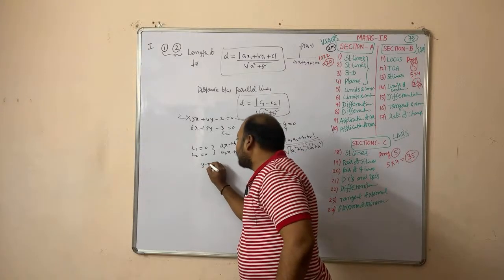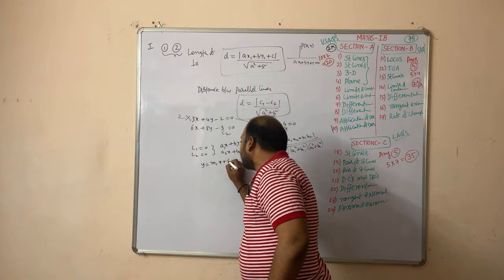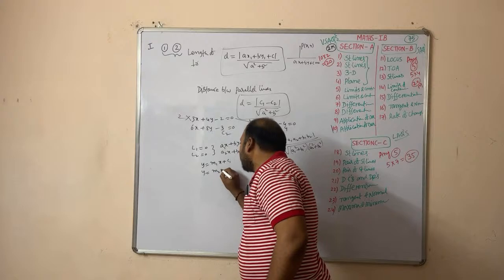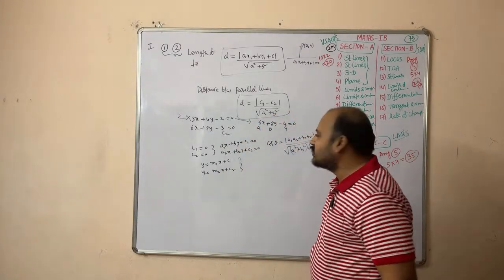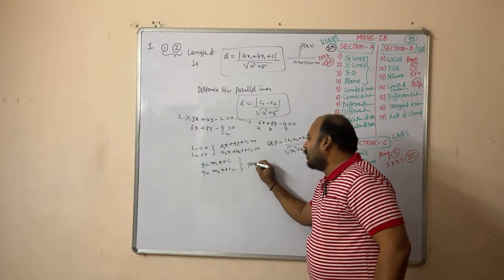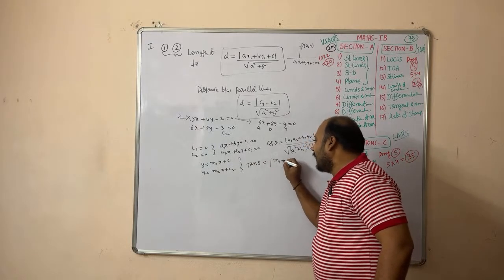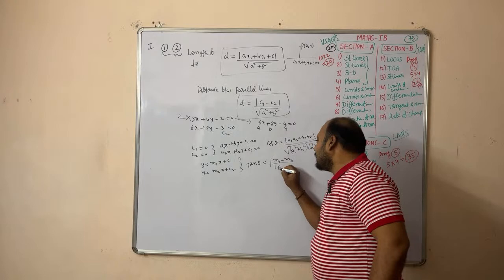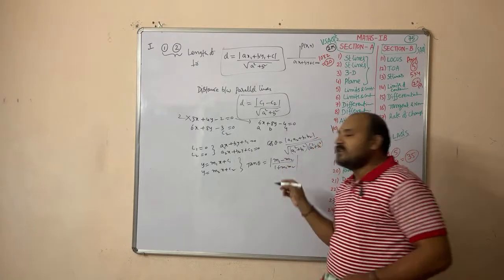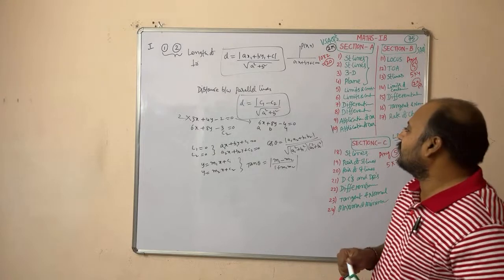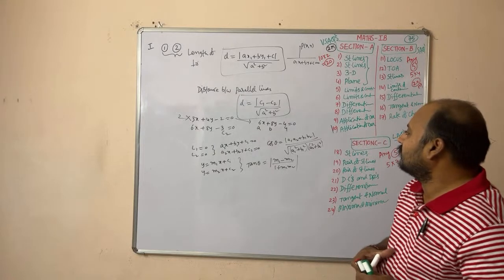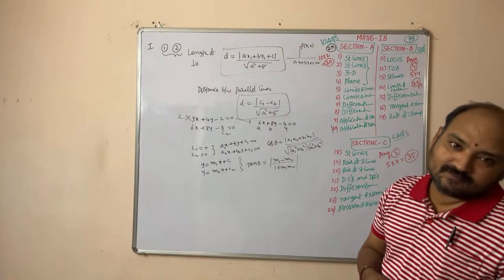When the lines are in this form, y is equal to m1x plus c1, y is equal to m2x plus c2. Sometimes this type of problems come in the 4 marks also. So tan theta equal to m1 minus m2 by 1 plus m1 m2. These are the possibilities from the straight lines.